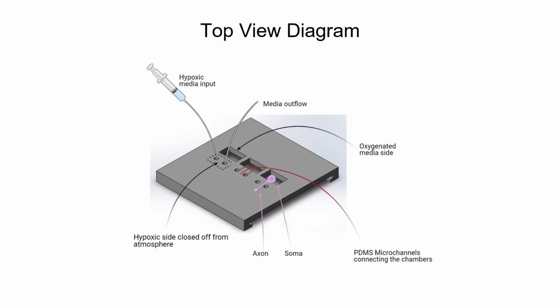A syringe pump is used to slowly push the hypoxic media through the axonal side of the chamber. The diagram shows how the axonal side and cell body side are connected by the microchannels. Because of the size of the channels and that the cell body side is open to air, the barrier between the two conditions is maintained throughout the experiment.